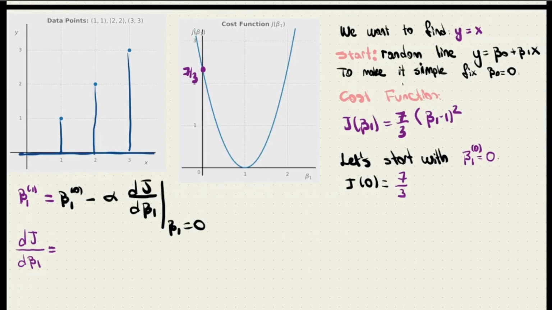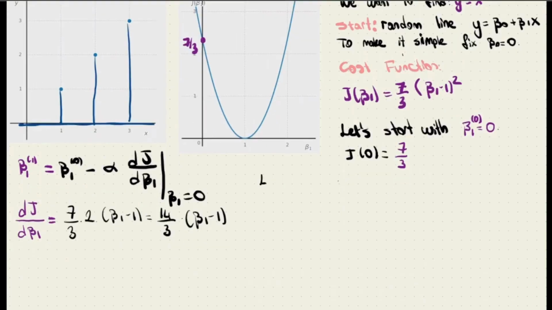Now let's calculate the derivative. Here is our cost function. So it's going to be 7 by 3 times 2 times beta 1 minus 1, which is 14 divided by 3 times beta 1 minus 1. Let alpha be 1 over 7. I chose this to make our calculations easier. Now let's calculate the next beta 1 and apply this formula here.